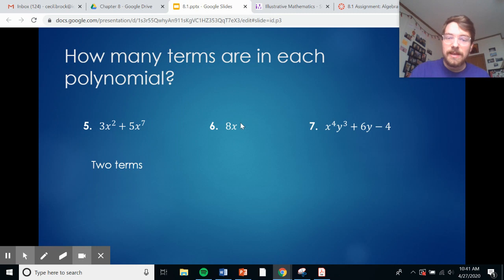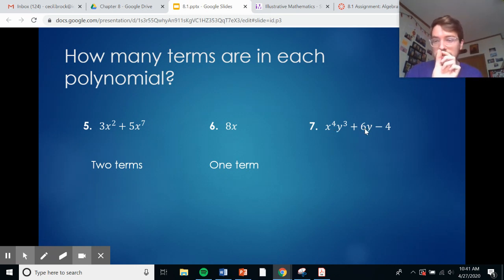I just have 8x. There's nothing else in it. So in this case, it's just one term. There's no plus or minus sign separating anything else. And don't be fooled by 7. I've got x to the 4th, y to the 3rd. Even though those are 2 different variables, notice how they're slapped up against each other and there's no plus or minus in between them. So that would mean that whole thing is one term all by itself.